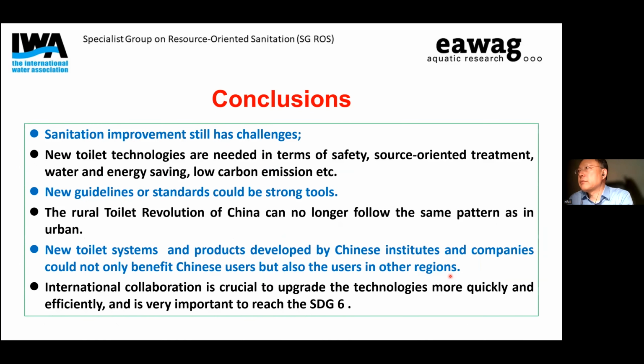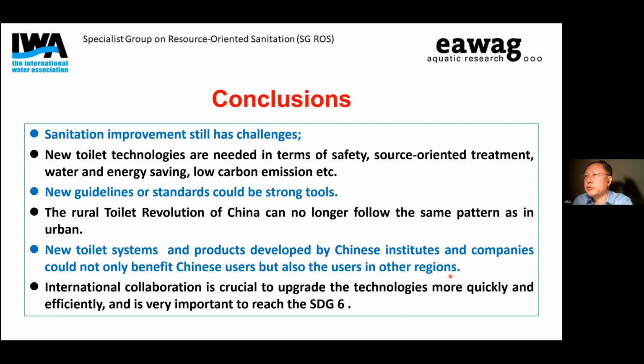Okay, coming to the conclusion. Generally, in China, sanitation improvement still has challenges, and new toilet technologies are needed in terms of safety, source-oriented treatment, and water and energy saving. Low carbon emission is now also an important point. And we also need new guidelines or standards, which could be strong tools for properly promoting such new technologies.